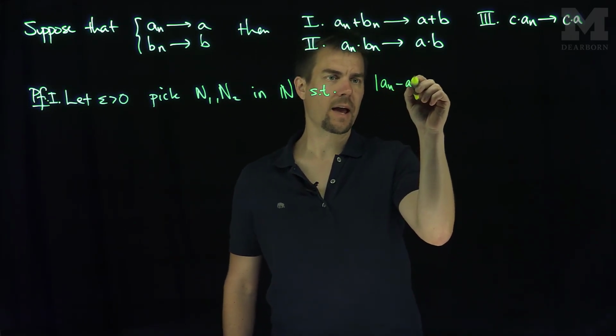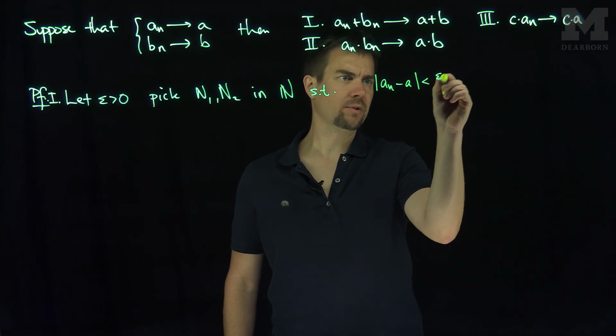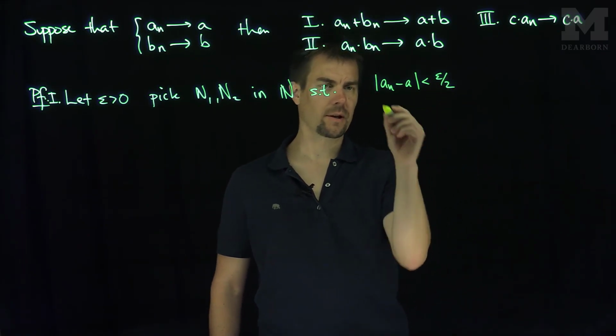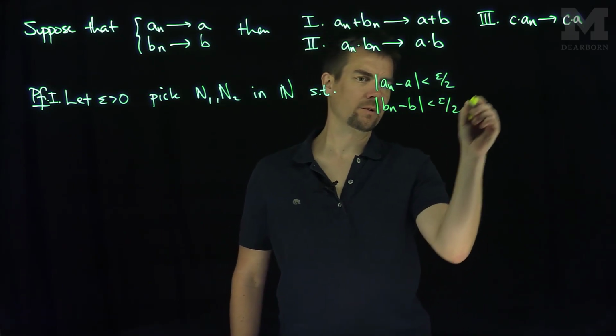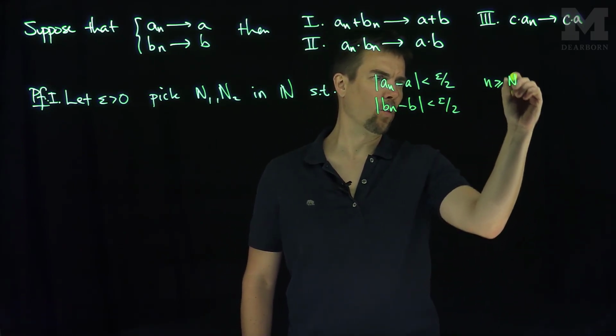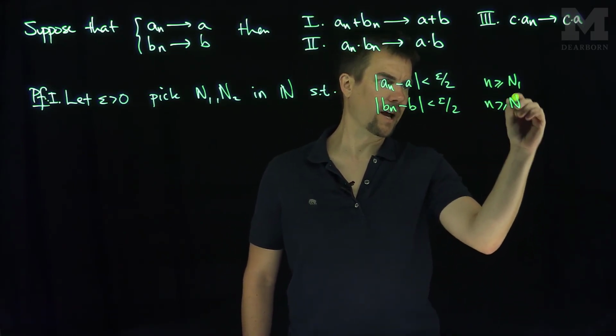|a_n minus A| is less than epsilon over 2. You might say, where's the epsilon? And then |b_n minus B| is less than epsilon over 2. And this is true if n is bigger than or equal to N1, and this is true if n is bigger than or equal to N2.